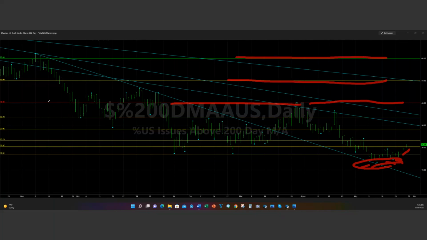So anytime we fall below 40%, the red line, that's a stop. That's a problem. When we start falling below 50% of the total U.S. market above its 200-day moving average, it's time to get a little cautious. And when we get above the green, the 60 level, it's go time. It's money time, baby. But right now, we're down there, 21% of the total U.S. market is above its 200-day moving average. It's well below the 40 level.